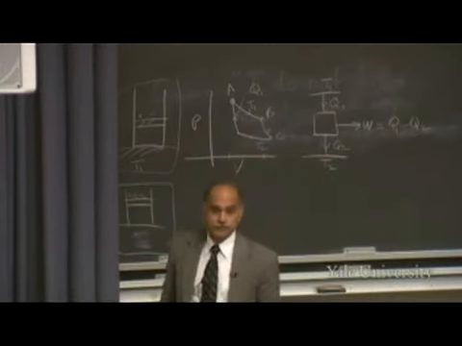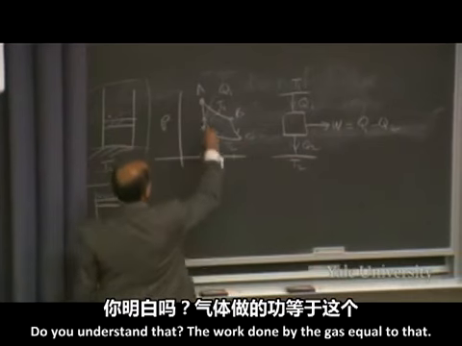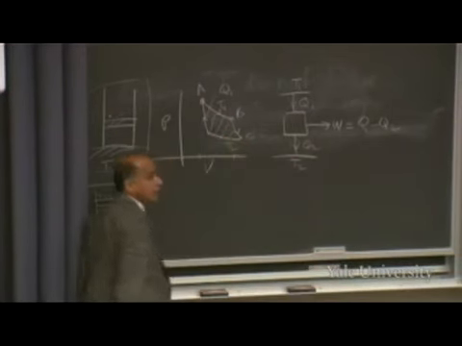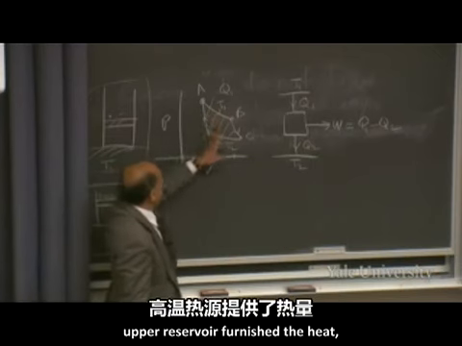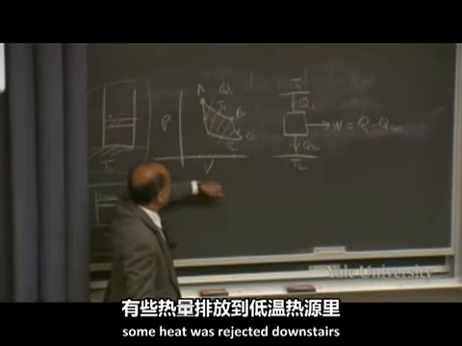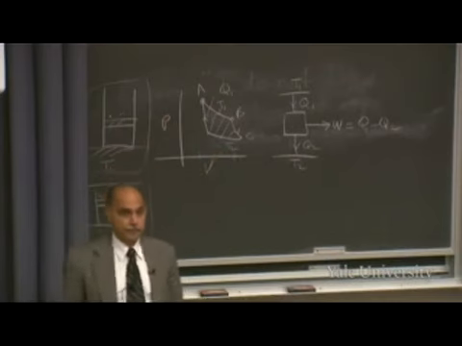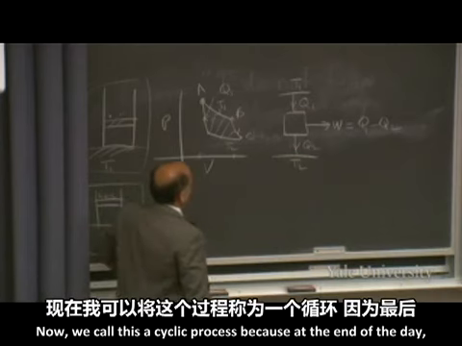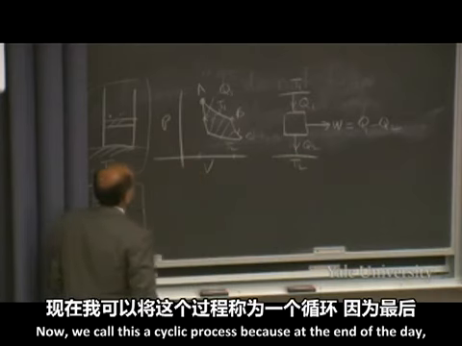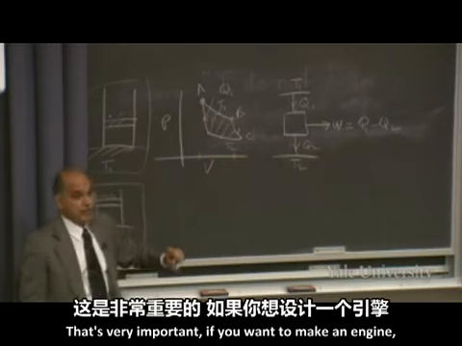Do you understand that? The work done by the gas is equal to that. And who paid for it? It's the reservoir, the upper reservoir furnished the heat. Some heat was rejected downstairs, and the difference between the two is the work. Now, we call this a cyclic process because at the end of the day, the gas has come back to where it is. That's very important.